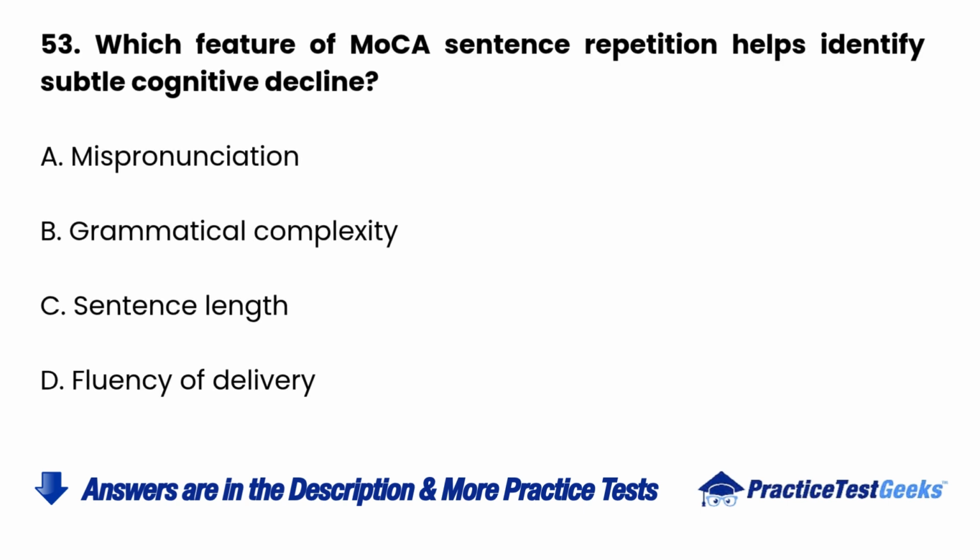53. Which feature of MoCA sentence repetition helps identify subtle cognitive decline? A. Mispronunciation. B. Grammatical complexity. C. Sentence length. D. Fluency of delivery.